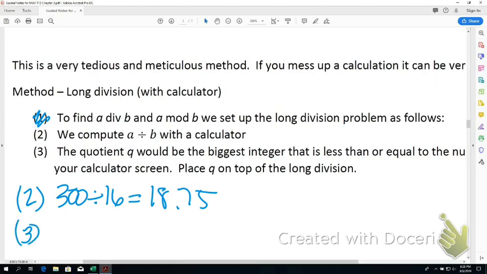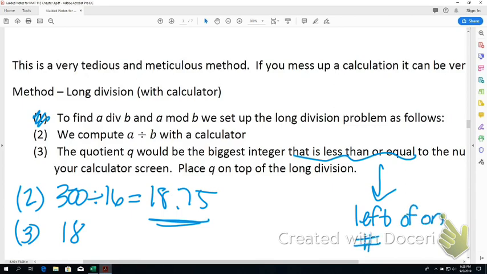It says the quotient Q would be the biggest integer that is less than or equal to the number on your calculator screen. Well, this is the number on my calculator screen. The biggest number that is less than or equal to this is actually 18. So when you see less than or equal to, think about left of on the number line. This is very important, especially if, let's say, your division was negative, okay? So we know that's 18, and we're going to place that on top of our long division. So we'll do that on the next page.